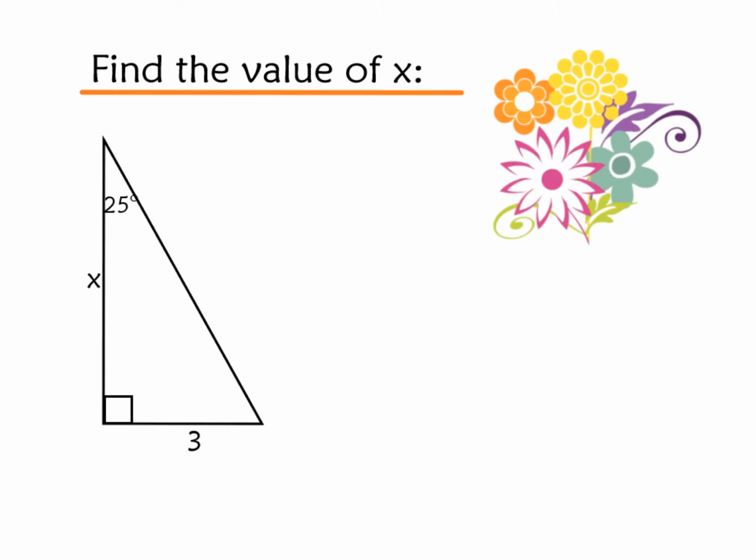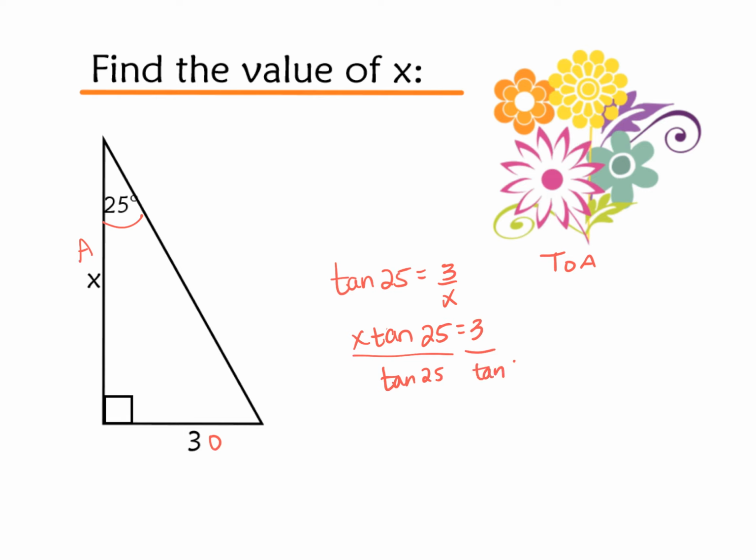Okay, our next problem. This time I have a 25-degree angle here. The x is the adjacent side. The 3 is opposite. That's going to be tangent. So the tangent of 25 is equal to opposite over adjacent. So that's 3 over x. X is in my denominator, so I'm going to cross multiply. So x times the tangent of 25 is equal to 3. Divide both sides by the tangent of 25. So we have 3 divided by the tangent of 25, and I have 6.4.